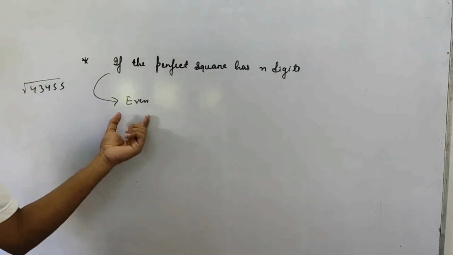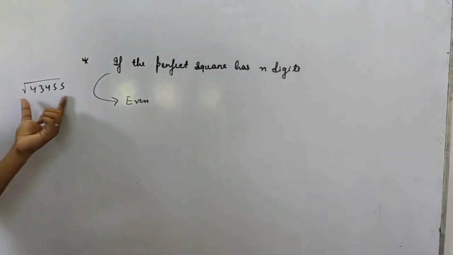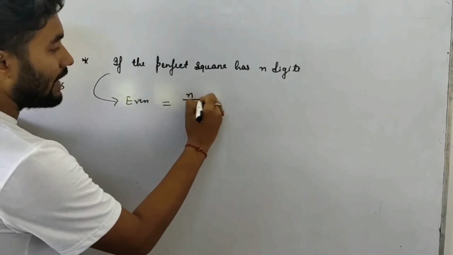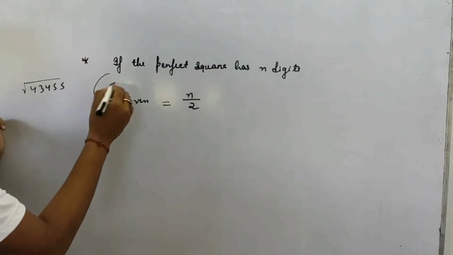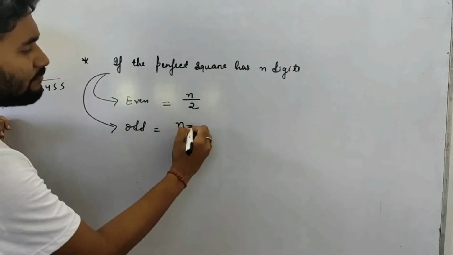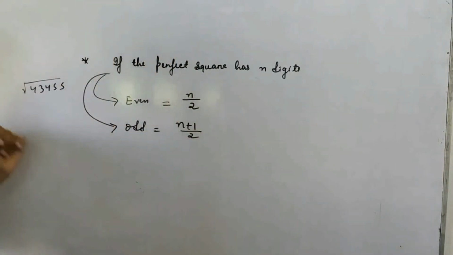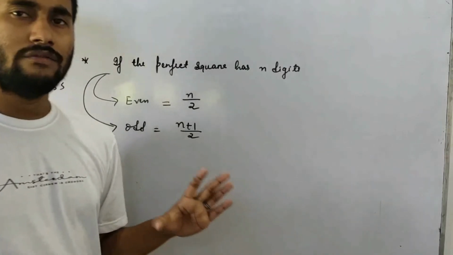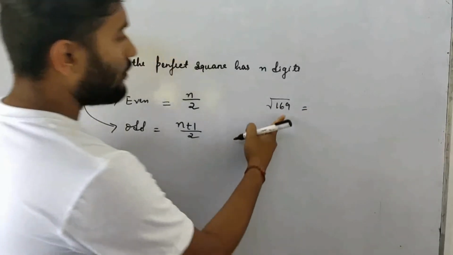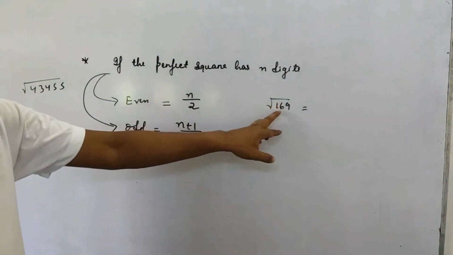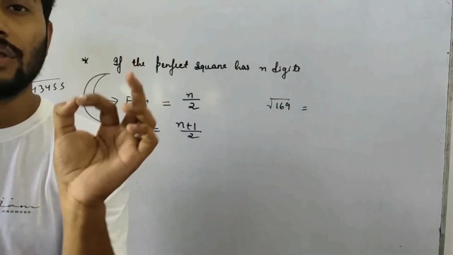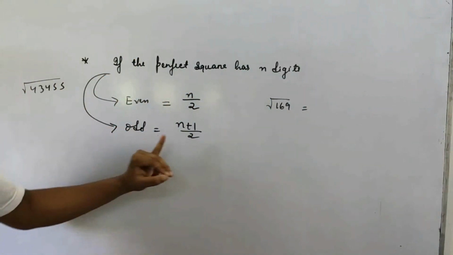Now, if n is even, then your formula will be n by 2. And if n is odd, then your formula will be n plus 1 by 2. Very simple. Understood? Let us take an example. Say root over 169. What is the value of n? How many digits are there? 3 digits. So the value of n is 3. Is 3 even or odd? Odd. So I will use this formula.